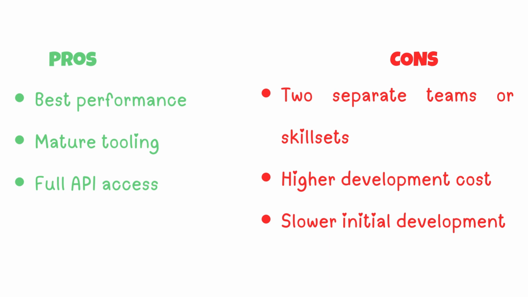Now, the downside to native development is you need two separate teams or skill sets. Meaning you have to have your Android team and your iOS team, or if you're an indie developer, you are going to have to learn both Android, Kotlin or Java, and Swift for iOS. You have higher development costs when you're using native. At the beginning of your project, you have to set up two separate projects, so you have slower initial development.